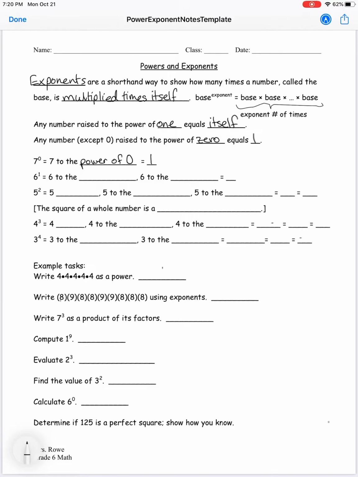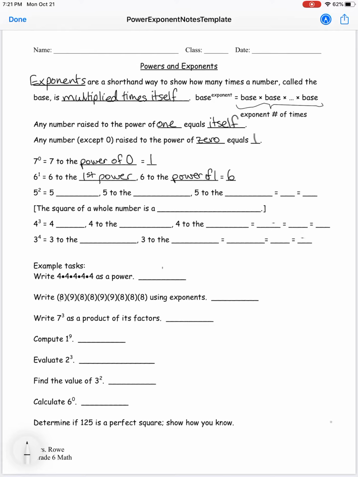If we have 6 with a raised exponent of 1 next to it, you would say 6 to the first power. Or you could say 6 to the power of 1. And it means you just write down the 6 one time. So it's just equal to 6. That's its value, or evaluated, or simplified, or calculated, and so on and so forth.